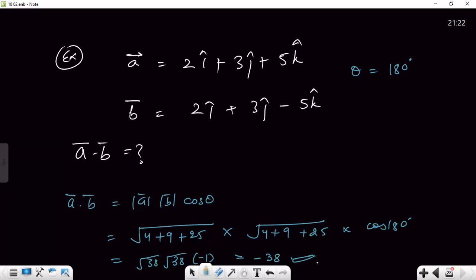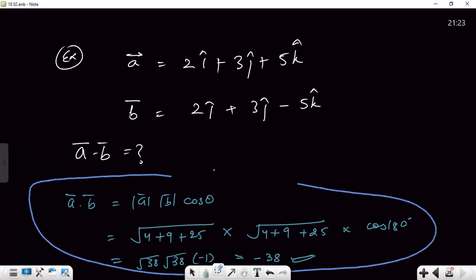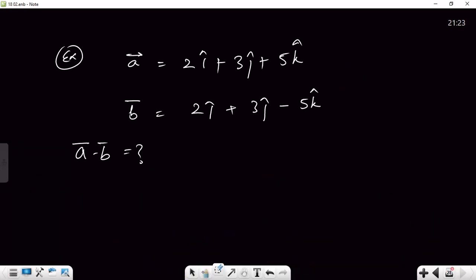Clear? A 180 degrees angle means they are unlike vectors. Sorry, I have made a mistake here while constructing this question. There was no requirement for you to find theta. It can be found just by A dot B.